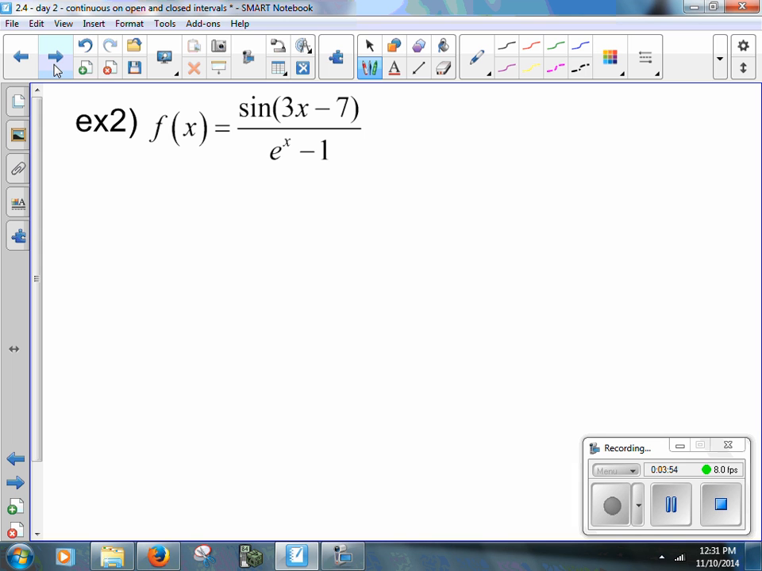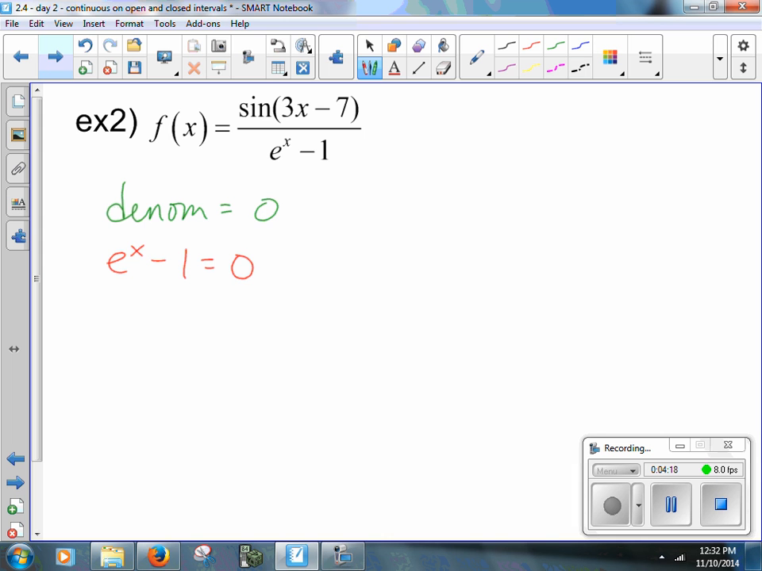Look at this one. It is totally fine, because what are we looking for? Just where it's not continuous. So what do I do? Set the bottom equal to 0, set the denominator equal to 0. That is exactly what you do. And we're not going to freak out, run and scream and throw our hands in the air because we're frightened.